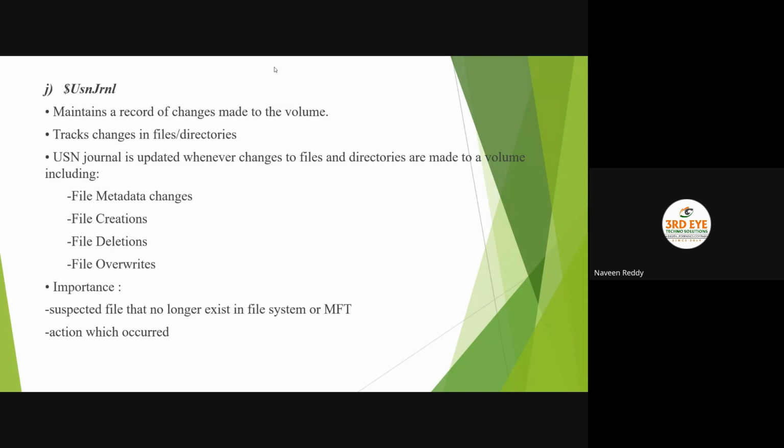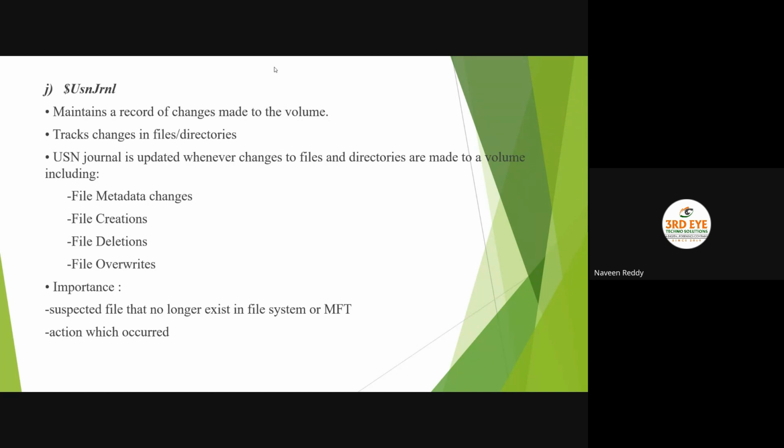And next is USN Journal. This is one of the Windows artifacts that was created since the introduction of the NTFS file system in Windows. As you can guess, like a journal, it maintains all the logs, like whatever has happened in a system, everything will be maintained as records, and it will store all the records in a system. So it tracks all the changes in files or directories.